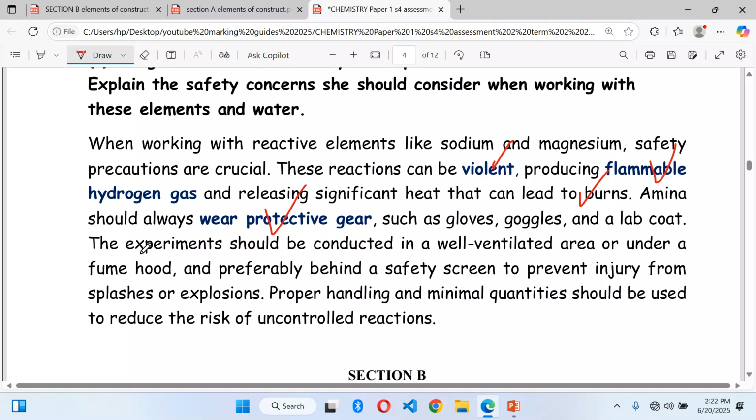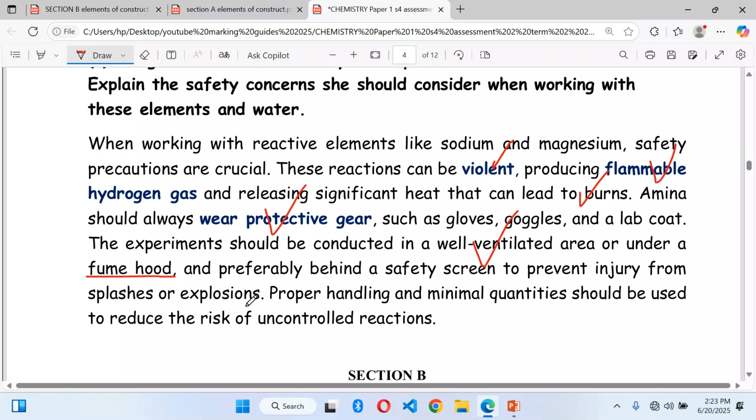Number two, experiments should be conducted in a well ventilated area or under a fume hood. Someone was asking about a fume hood. A fume hood is just a small area we put in the lab where we can burn these toxic substances, so that the fume which comes from the burning of that substance goes through maybe a chimney and outlet in the fume hood. Then another one, preferably behind a safety screen to prevent injury from splashes or explosion.